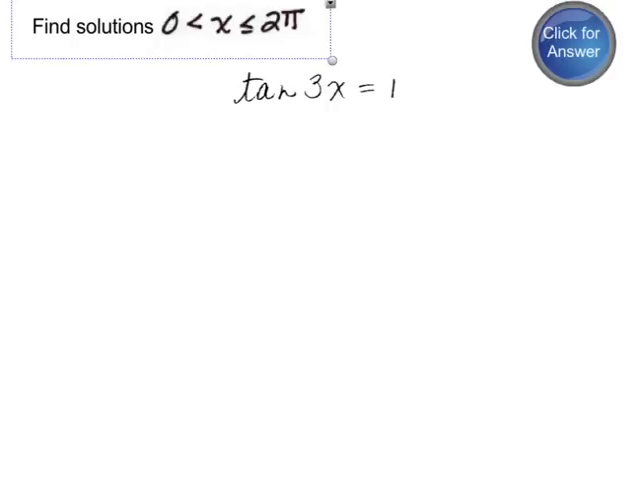Now, I want you guys to give this one a try. There is no choice with this one but to solve it using the method that I had just discussed. And when you're ready, press play again, but pause right now. And we're going to only find solutions between 0 and 2 pi. Press pause and again resume when you're ready for the answer.